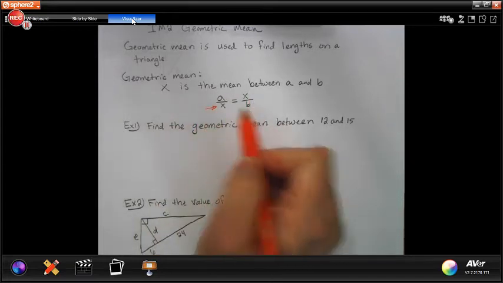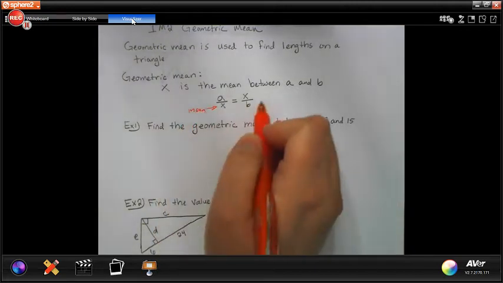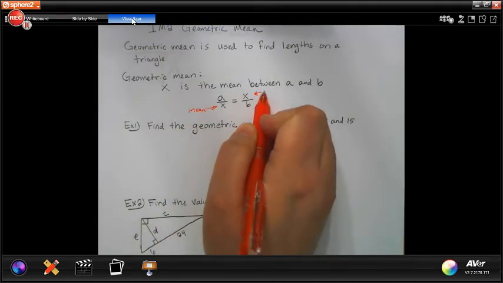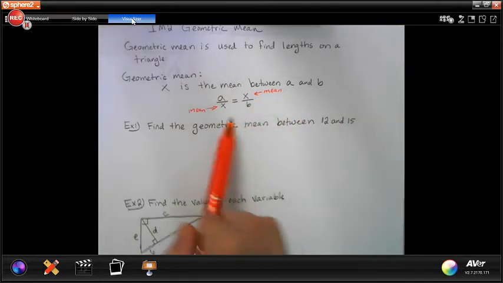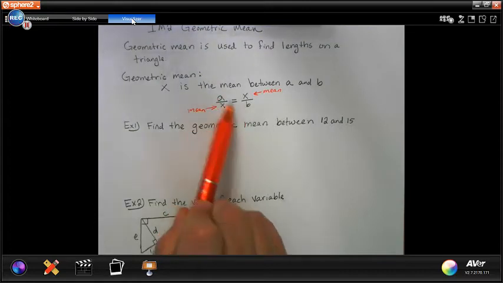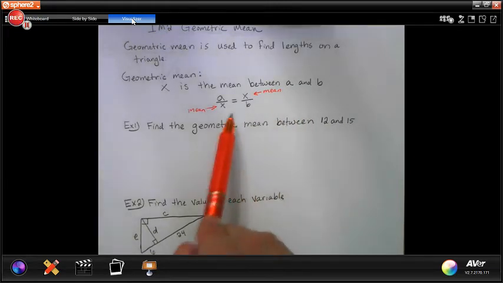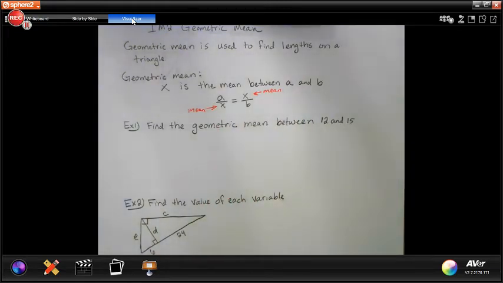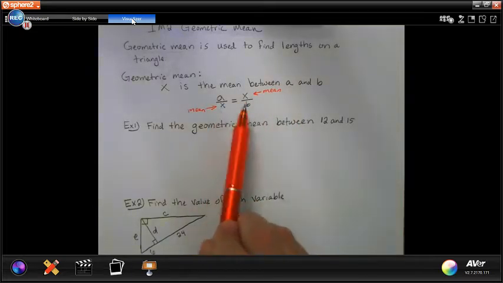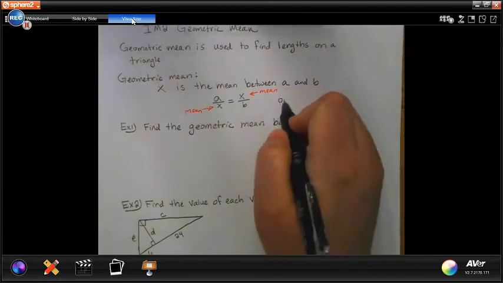We have a proportion. That's two fractions with an equal sign in between. So the mean goes there and there. They go diagonal to each other. And then the two numbers that it's between go in the other two spots. So X is the geometric mean between A and B. X goes in two spots, and A and B each get one spot and they're diagonal to each other. You can write it differently.